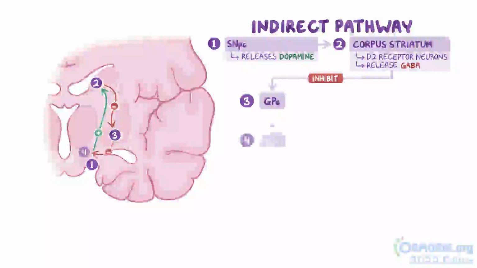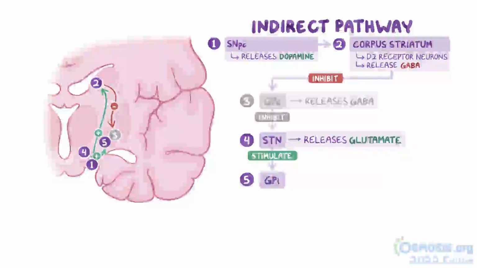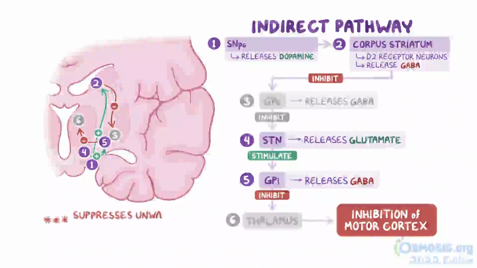Normally, the GPE projects to the subthalamic nuclei and releases GABA to inhibit it. This prevents the STN from releasing glutamate and stimulating the GPI. But because the GPE has been inhibited by the indirect pathway, the STN breaks free and starts releasing glutamate to stimulate the GPI. This excitation causes the GPI to release more GABA, which inhibits the thalamus and results in the inhibition of the motor cortex. Even though it might seem like the indirect pathway wants to sabotage the direct one, it actually helps the motor cortex by suppressing the unwanted muscle contraction while producing voluntary movements.